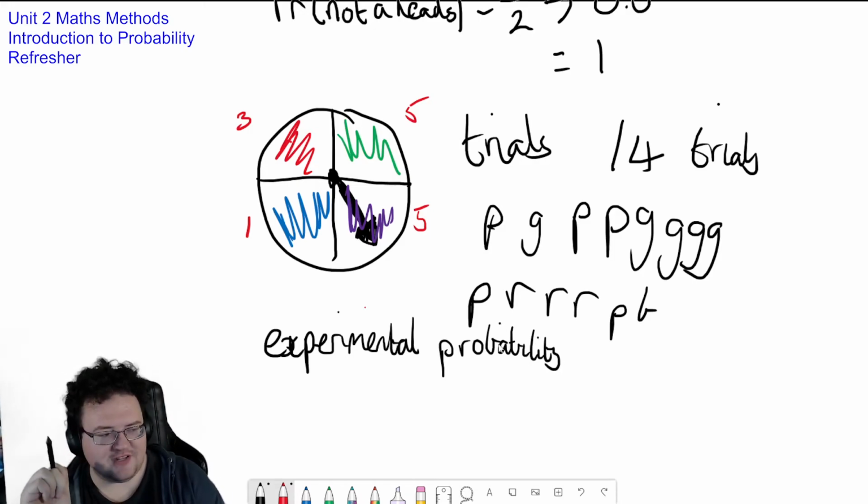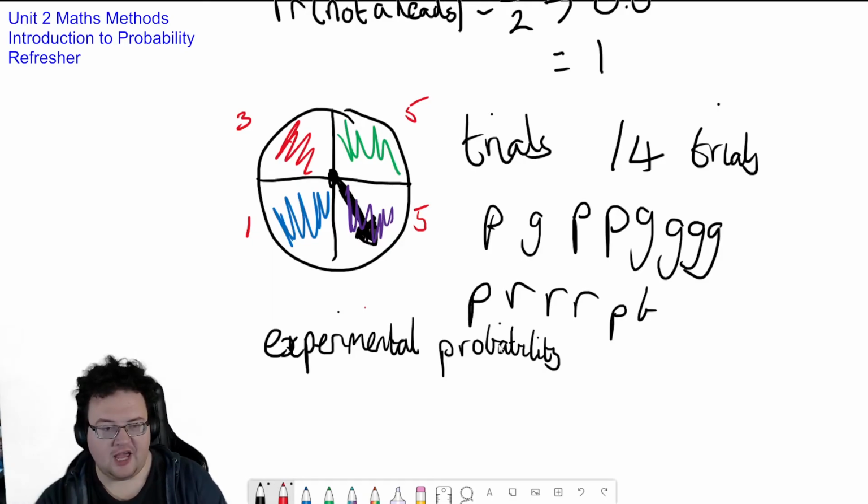By using the data from my experiments, from my trials, I can make a prediction about what the next spinner is going to be. All right. And it is very likely that it is going to be a purple or a green result.